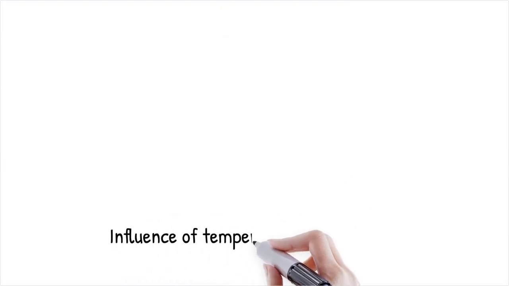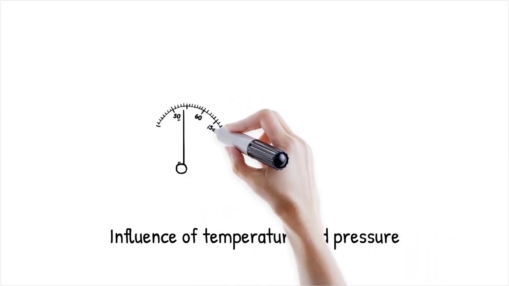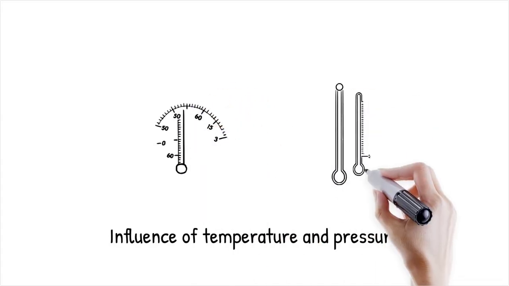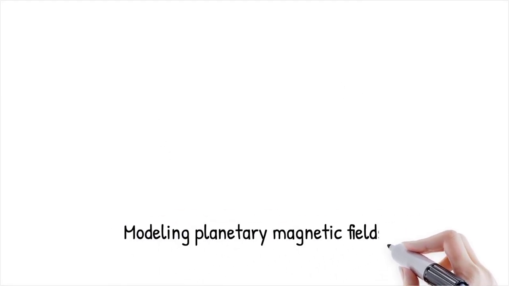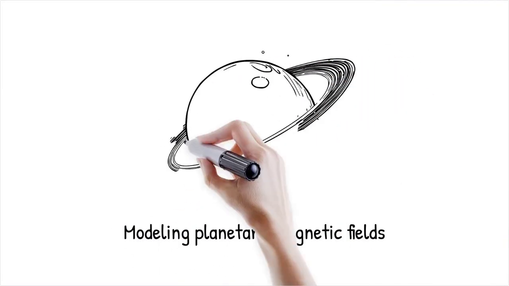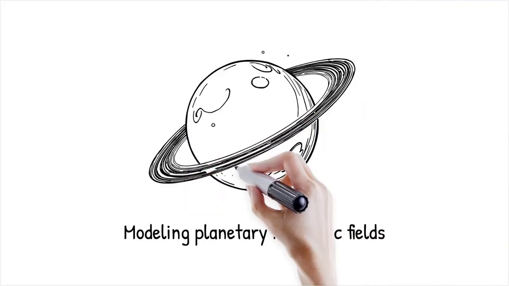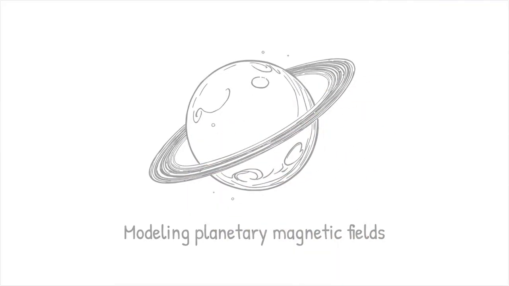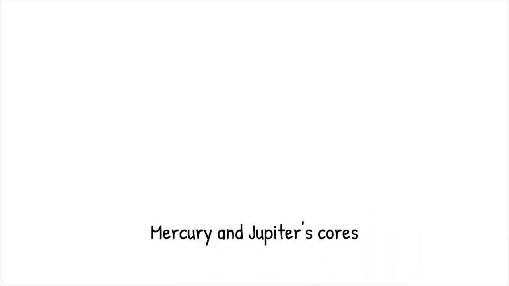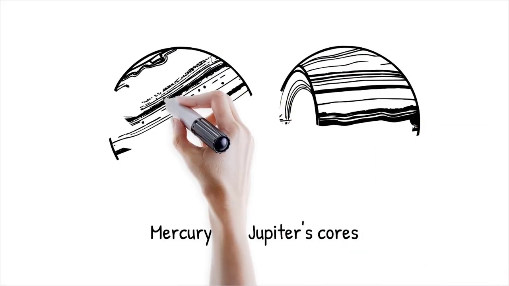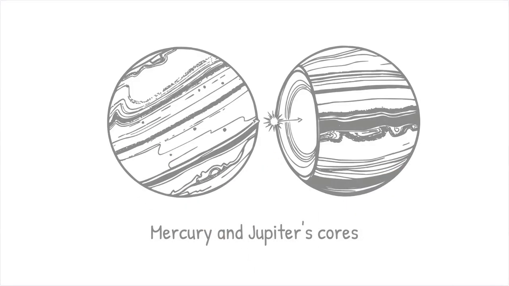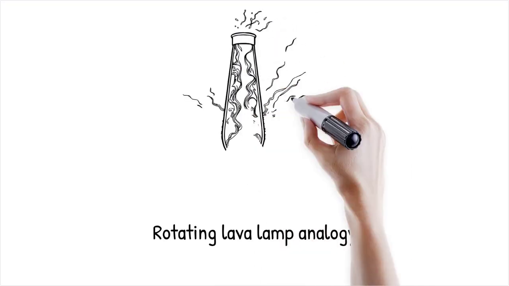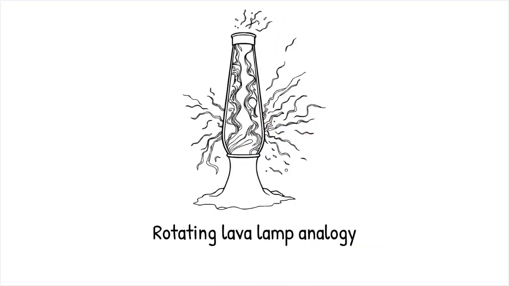The core's behavior is influenced by temperature gradients, pressure variations, and interactions with the mantle. Understanding these natural ferrofluid dynamics helps scientists model planetary magnetic fields in other celestial bodies. Observations of Mercury and Jupiter's magnetic fields suggest that their cores may also exhibit similar liquid metal behaviors. It is like a giant rotating lava lamp of molten iron, where movement and heat variations shape electromagnetic activity.